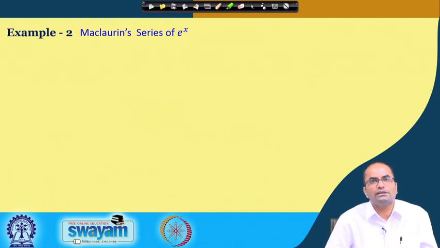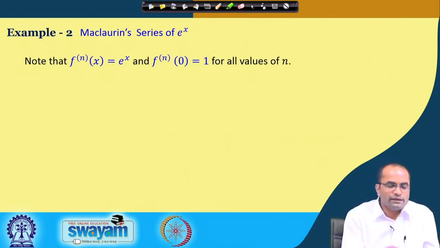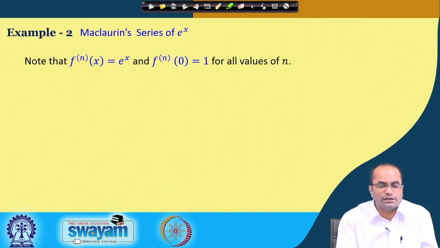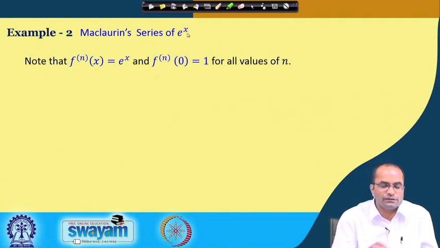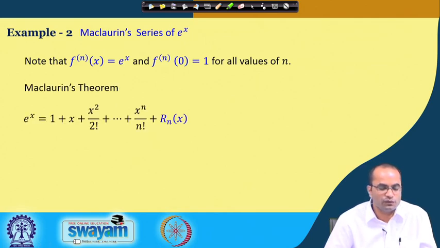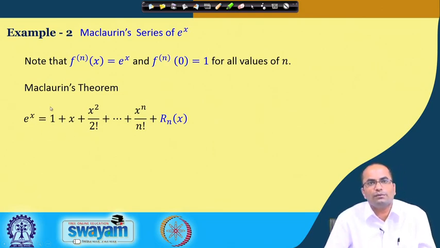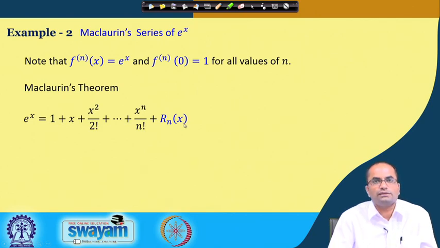Now, let us take this example of the Maclaurin series of e power x. Again note that whatever derivative we take for the exponential function, it is just the exponential of x, and at 0 we have the value 1. So, for all values of n, all the derivatives of this function at 0 are 1. So, we can easily write down this Maclaurin's theorem: exponential x is equal to 1 plus x plus x square by factorial 2, all the derivatives are 1, up to x power n by factorial n plus R n x.